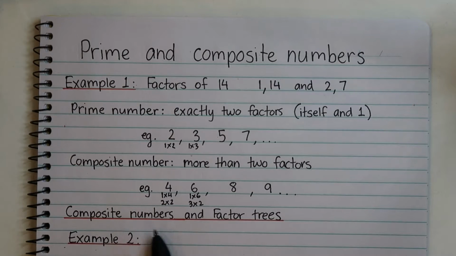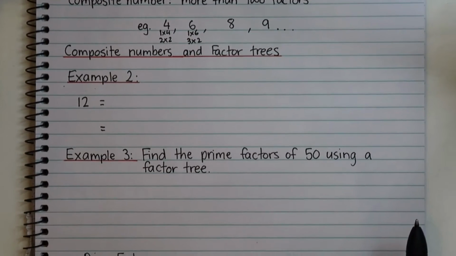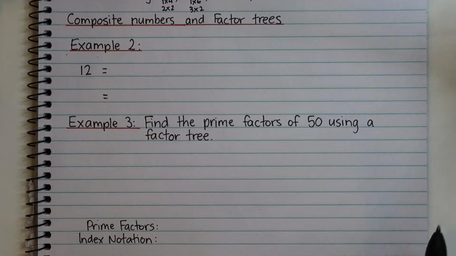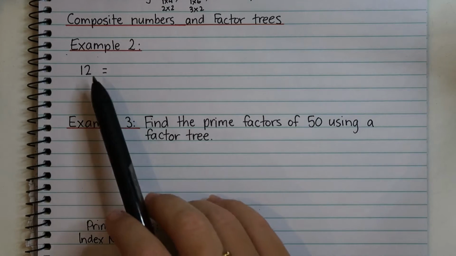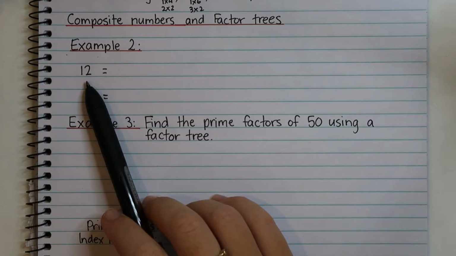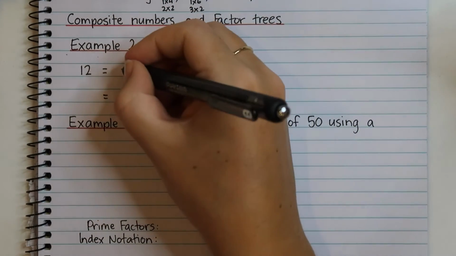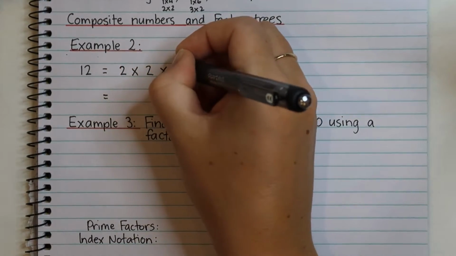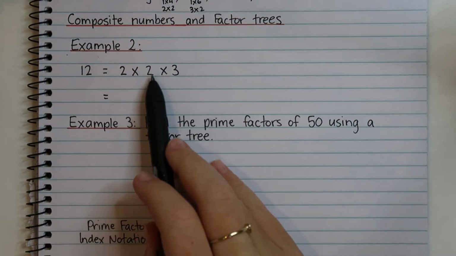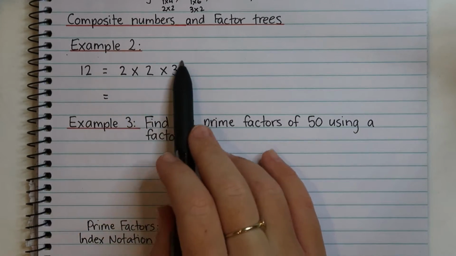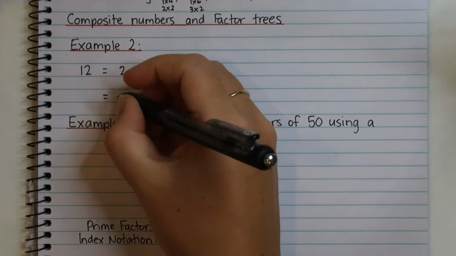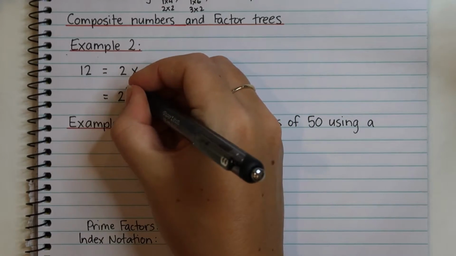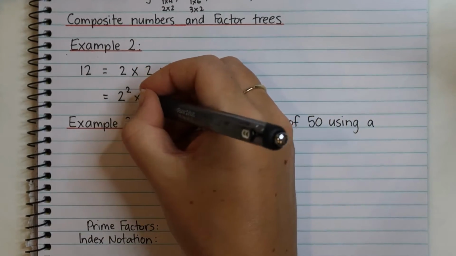So let's move on to composite numbers and factor trees. Every composite number can be written as the product of powers of prime numbers. For example, here we have 12. We can write this as 2 times 2 times 3. Because 2 times 2 is 4 times 3 is 12, but these are all prime numbers. This then can be written in index notation as 2 squared times 3.